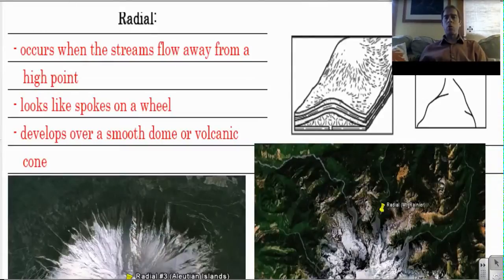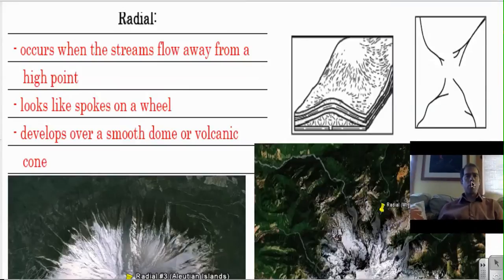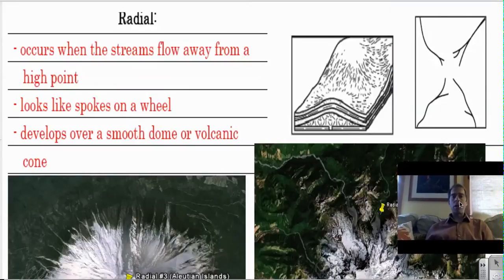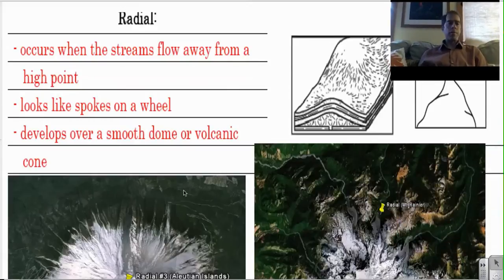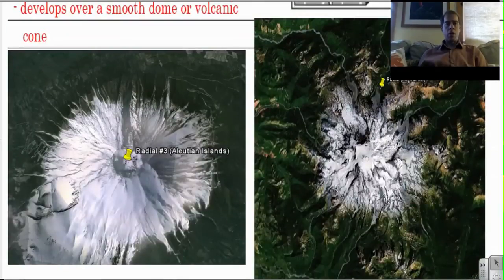The next is what's called a radial pattern, and you can sort of see this radial pattern. It occurs when a stream flows away from a high point. It looks like spokes on a wheel, and if you look at a diagram here, this high point might be a mountain or a hill, and it's radiating out from there. They develop from places where you have lava domes or volcanoes, those sorts of things. So if water was going to flow out from this spot, it'd flow out in all directions from that one spot. Same here. All right.